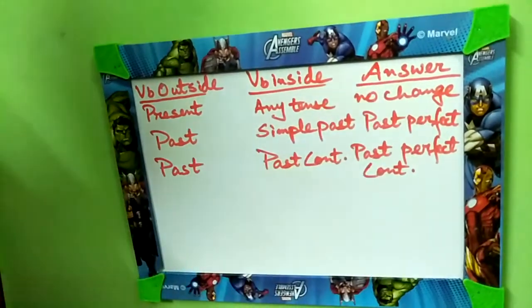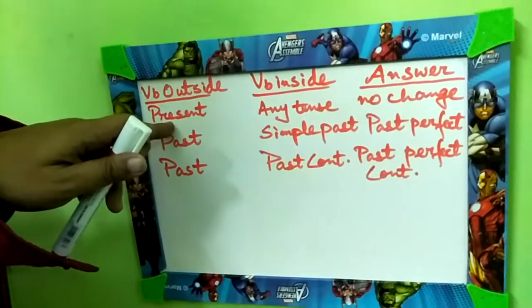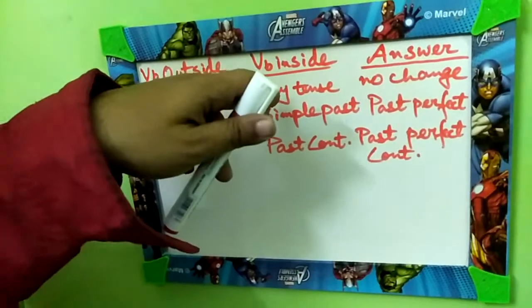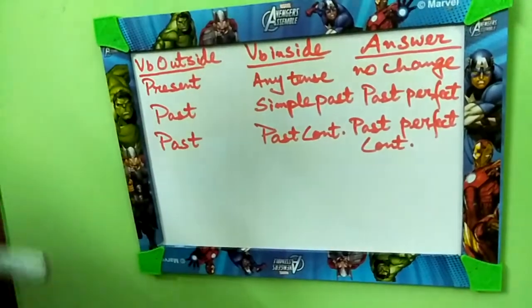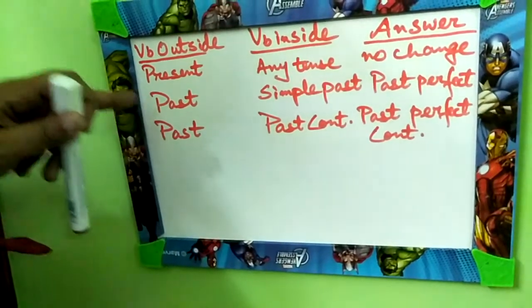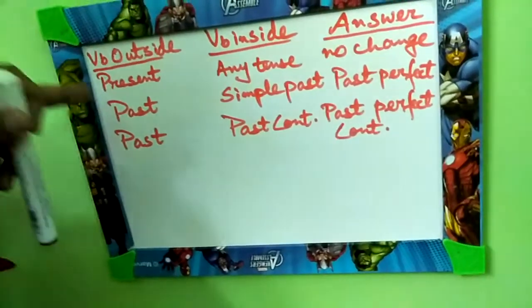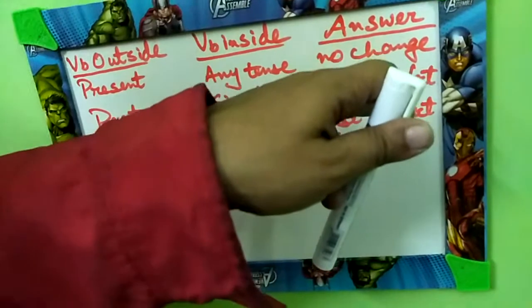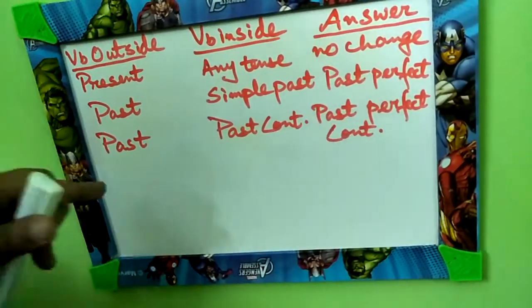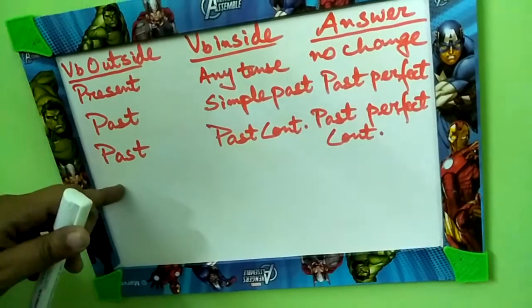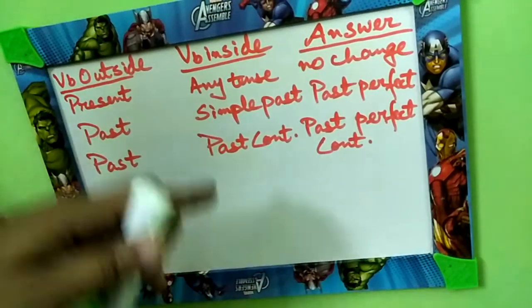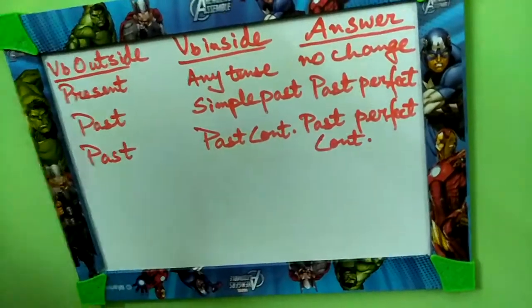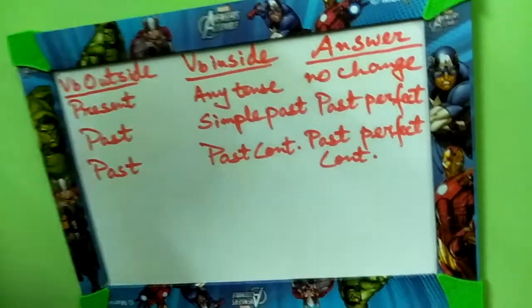So these are the formulas. If the verb outside is present tense, then there will be no change in the answer, whatever tense may be in the verb inside. Next formula. If the verb outside is in past tense and the verb inside is simple past, then you write your answer in past perfect tense. If the verb outside is in past tense and the verb inside is past continuous tense, then you write your answer in past perfect continuous tense. These are 2 formulas of past tense.